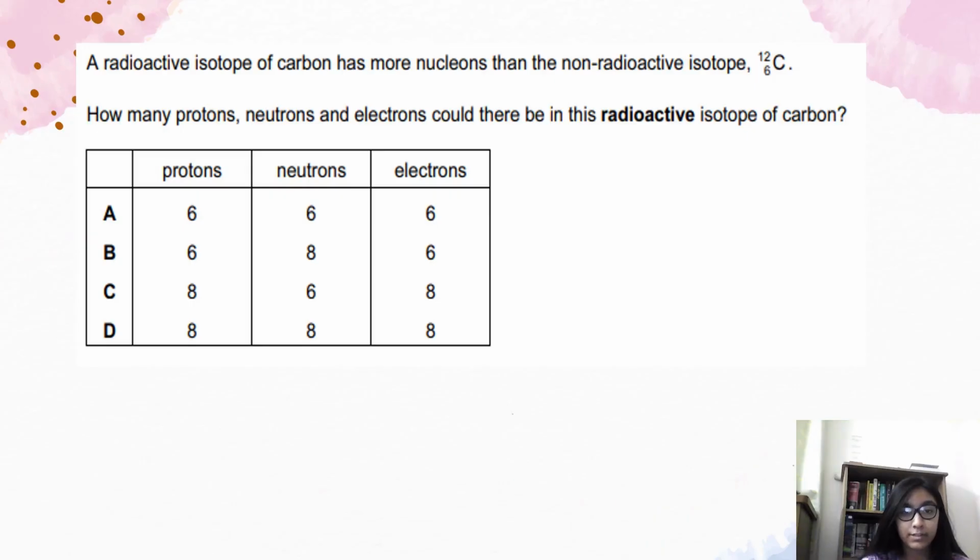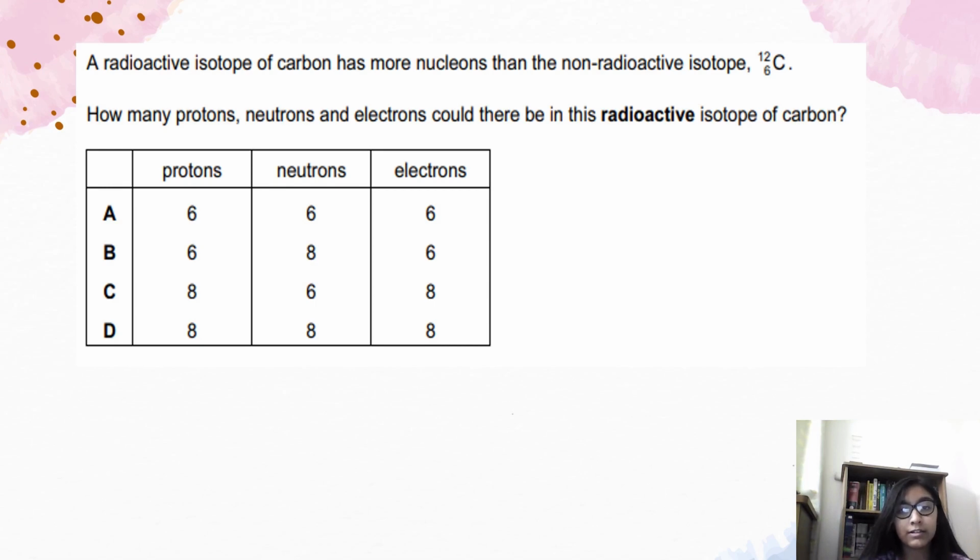A radioactive isotope of carbon has more nucleons than the non-radioactive isotope of carbon. How many protons, neutrons, and electrons could there be in this radioactive isotope of carbon? The isotope of an element has the same number of protons and electrons as the element, but a different number of neutrons. According to the notation in the symbol of carbon given here, there are 6 protons and 6 electrons, and there are 6 neutrons, which we get by subtracting 6 from 12. The question asks about the particles in the isotope, meaning only the number of neutrons would be different, and it will be greater than 6.